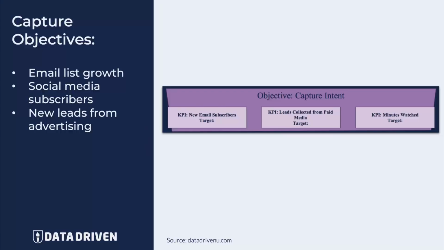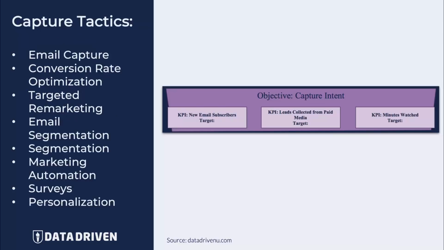When it comes to capturing intent, you can look at objectives like growing your email list, more social media subscribers, and even new leads from your advertising. And some tactics that you're going to use to capture more intent is specifically email capture, optimizing your conversion rate, using remarketing in a targeted way, segmenting your emails, segmenting your website, automating your marketing, even doing surveys and personalization to your audience.